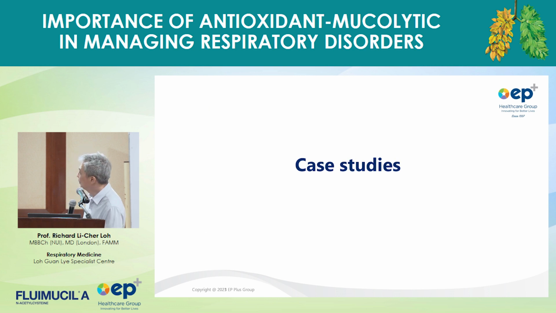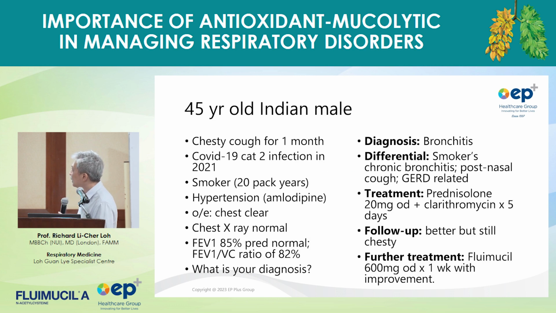So case studies, I want to show two. It's a 45-year-old Indian male, chesty cough for 1 month. So she did have COVID infection, but it's category 2, 2 years ago. She's a smoker, 20 pack years, hypertensive. Chest is clear, so there's no wheeze. X-ray is normal, so there's no pneumonia. And then the lung function is good, so it does not have COPD. This is chronic bronchitis. Oh, sorry, I shouldn't have said this.